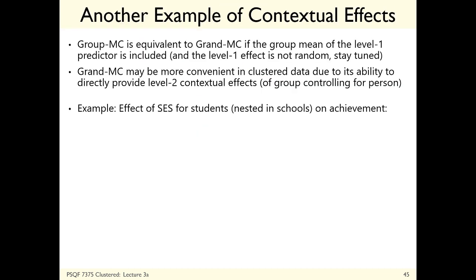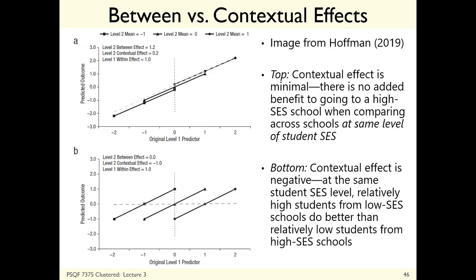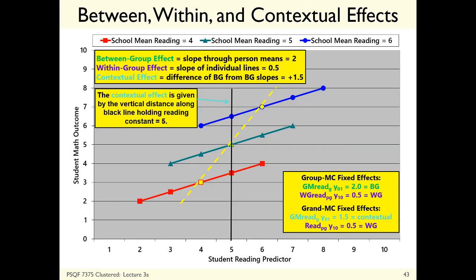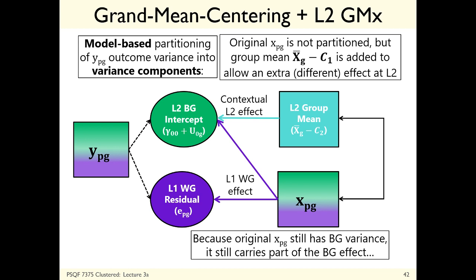Okay, I got a picture. Where's my picture? There it is. Yeah, so this is sort of a diagram of what happens. So if you throw in the group mean at level 2, it has a contextual effect. The original variable at level 1, the level 2 part of it still has an effect at level 2. So contextual just fills in the gap to get to what the total between group effect should be.